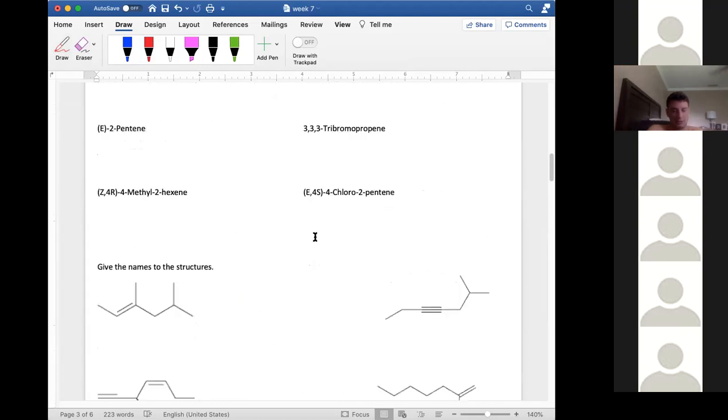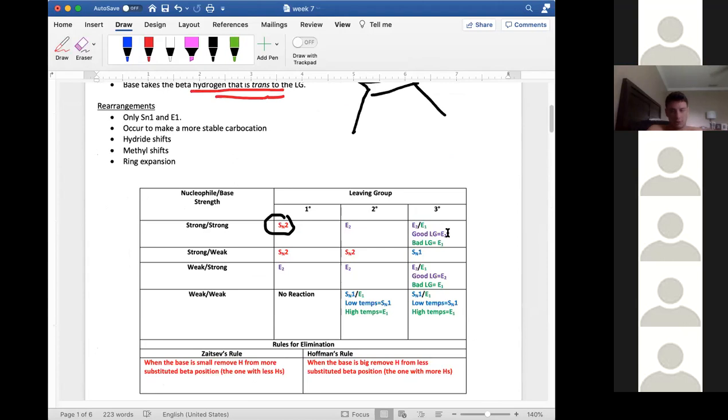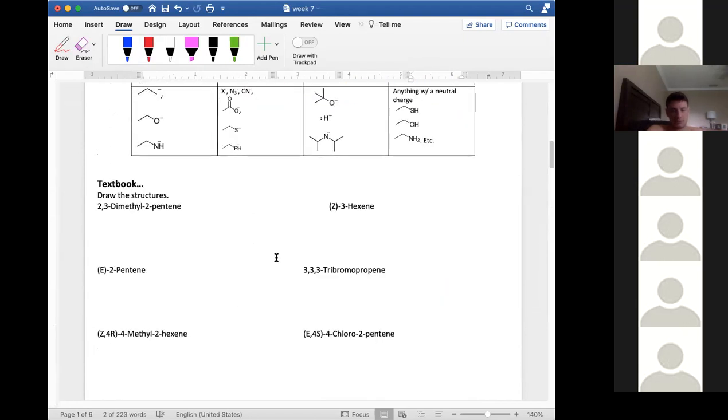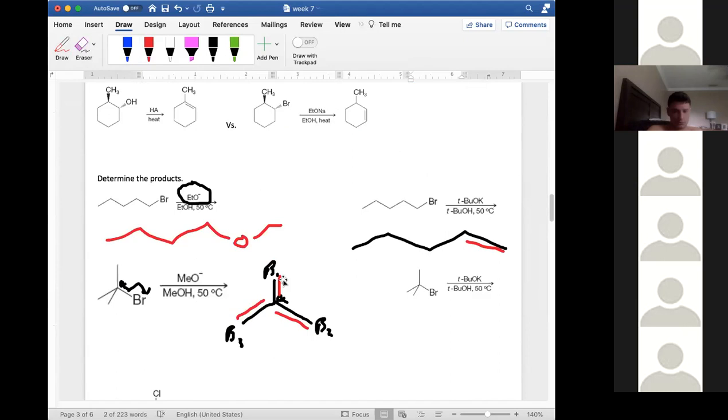with that good leaving group, tertiary, strong, good leaving group, E2, there's no specificity for stability. And in this case, you can't get more stable, you're at a tertiary alpha carbon. And there's no specificity for a trans hydrogen. All of these have a trans hydrogen that I can take, so there really isn't a difference between making one of these double bonds and making another. Do you guys see that?